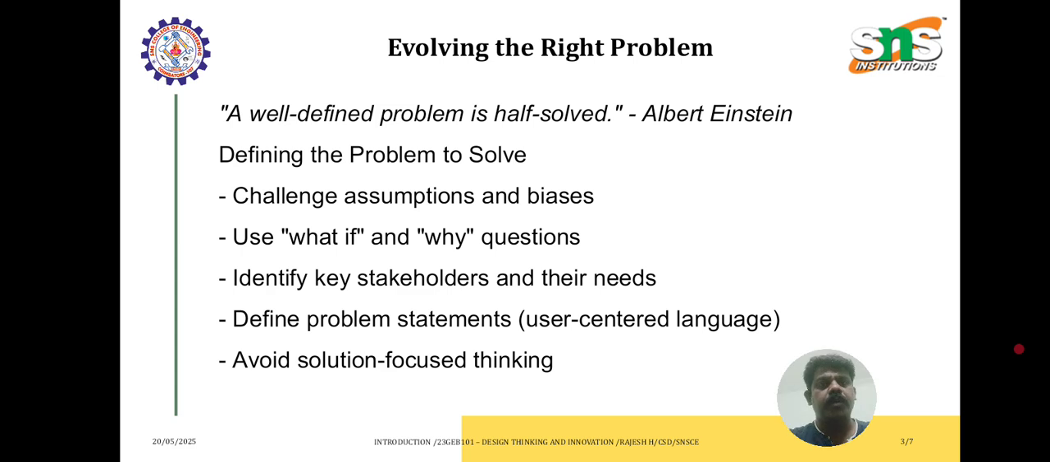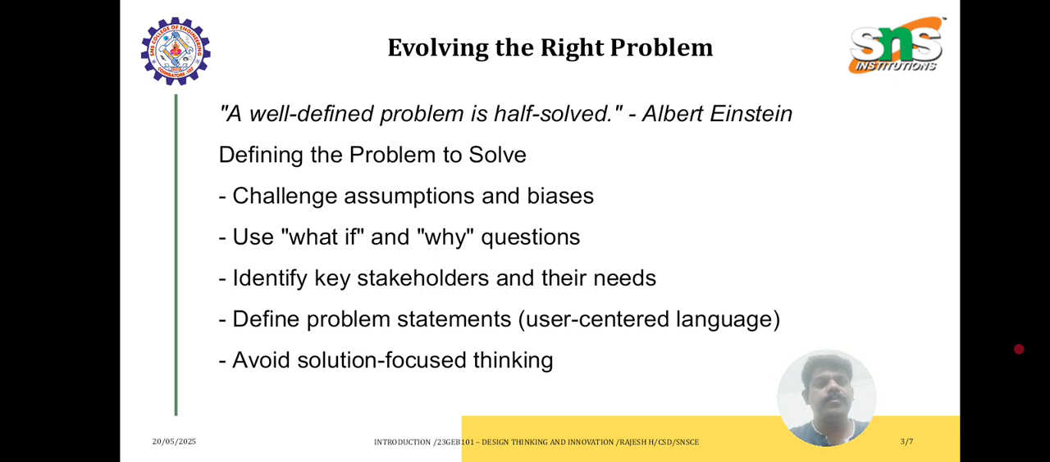So to evolve with the right problem, we need to understand that a problem must be defined well. If the problem is well defined, then it is half solved, Albert Einstein once said. So defining the problem to solve is really a challenge. Okay, so assuming the assumptions with the biases, we have to create a case analysis like use cases: what if it is this, what if that, why. We have to create why questions. When we have more why questions and what if questions, we are very close to identifying the solutions for the problem.